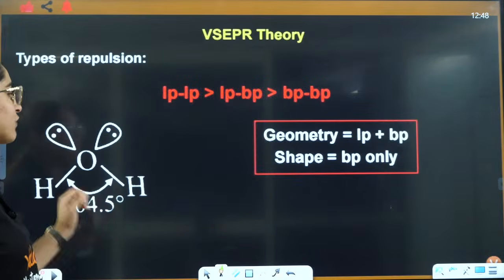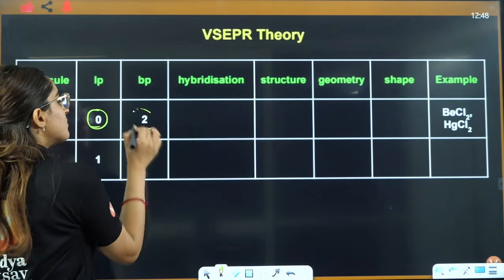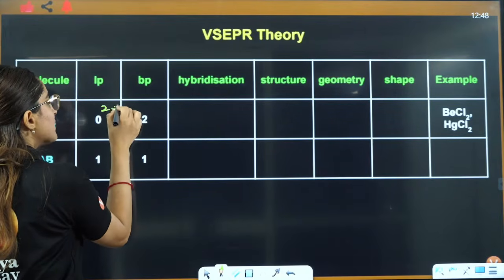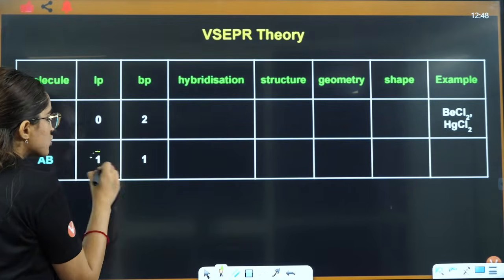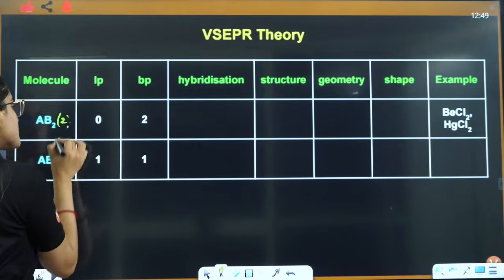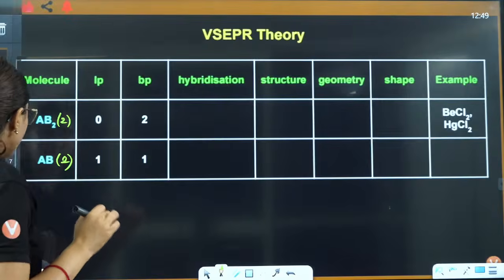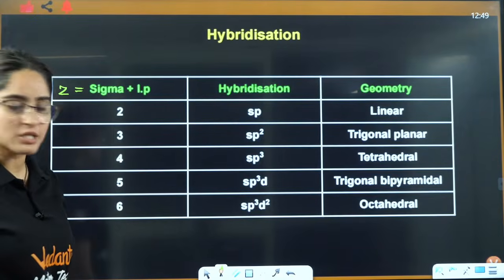Now, if they have given you how many sigma bonds and lone pairs there are, lone pair is 0, sigma bond is 2, so the answer will be 2 plus 0. The steric number is 2 here. Here also 1 plus 1, the steric number is 2. Steric number is 2 here as well. And whenever the steric number is 2, we say it is sp hybridization, right?